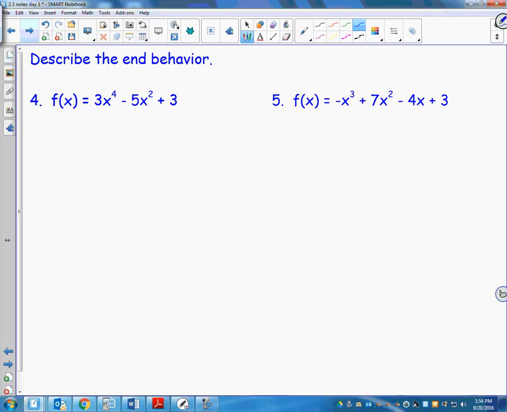These are not factored, but notice it doesn't say find the zeros, it just says find the end behavior, which means you can just look at the degree and the leading coefficient. You okay with that? You want me to do these?